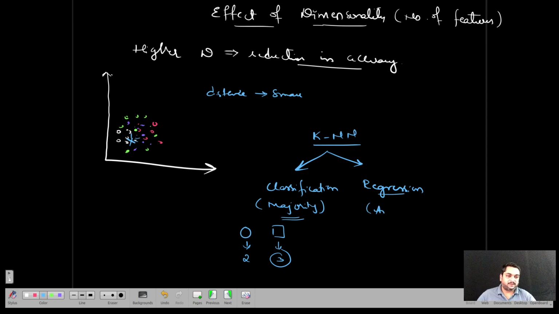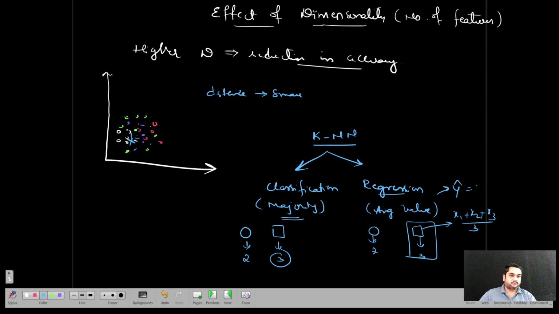Regression means I will take the average value. Let us say there are some values given for the circle and the square. This is 2, this is 3. So I will choose this class, and say the data points I have chosen are x1, x2, x3. I will take the average of these values, because in regression I have to predict a value, right? So y equal to say 3.2, something like that. So I will select the majority class and then take the average of all these data points. That way I can use KNN as a regression algorithm.